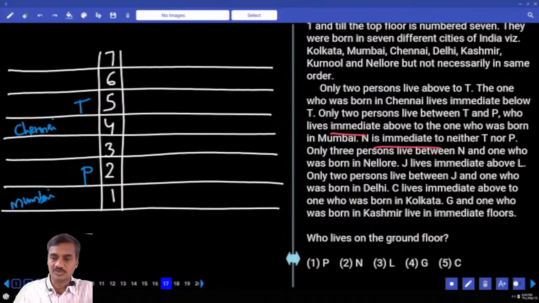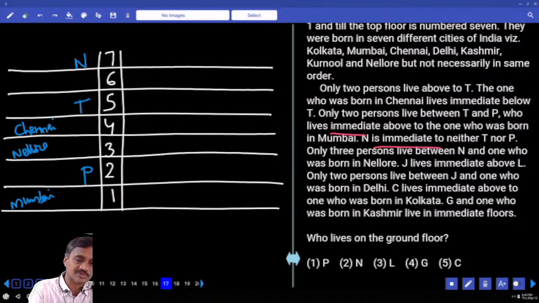N is immediate to neither T nor P. N is not adjacent to T and P. N must be on the top floor. And only 3 persons between N and Nellore. Between N and Nellore, how many people are there? There must be exactly 3 people. J lives immediately above L. J is immediately above L. J is here, L is here.